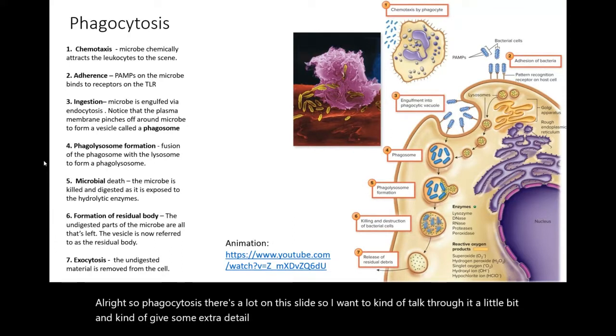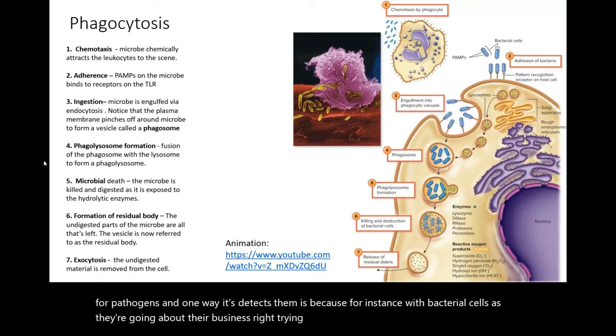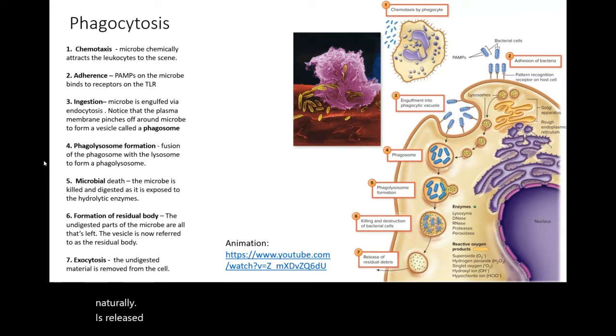So a phagocytic cell initially is on the hunt. It's on the prowl for pathogens. And one way it detects them is because, for instance, with bacterial cells, as they're going about their business, right, trying to survive inside of our bodies, they naturally just release little chemical byproducts that serve as signals for the phagocyte, okay?